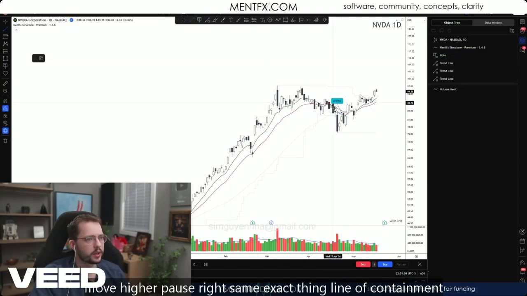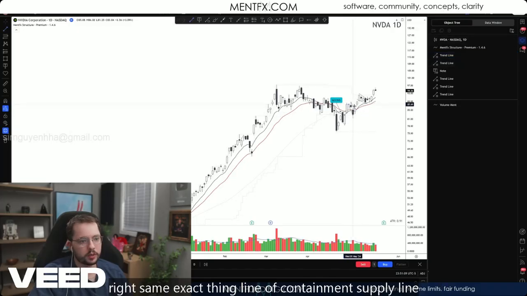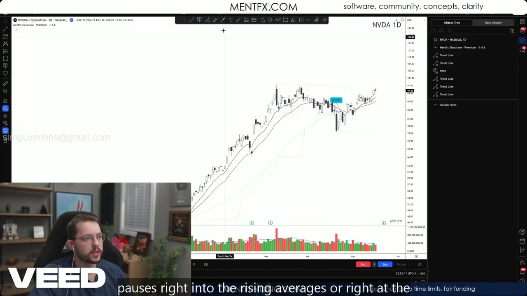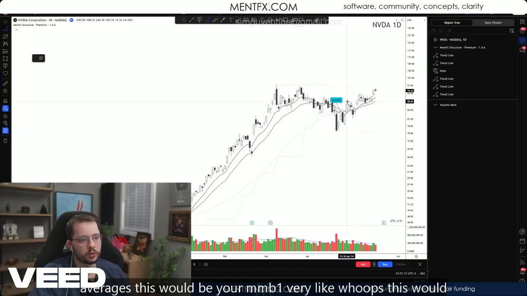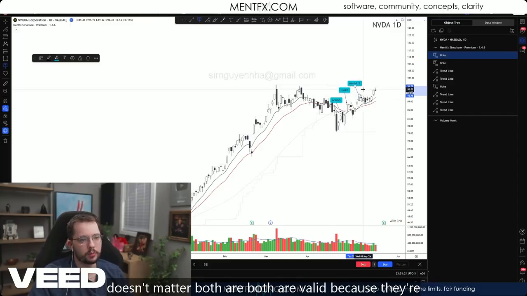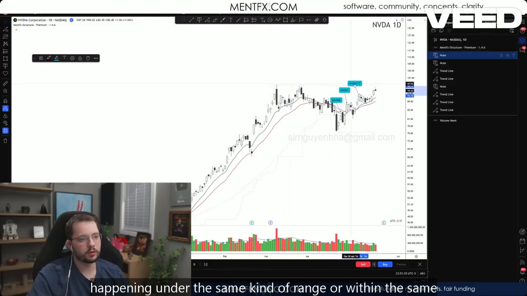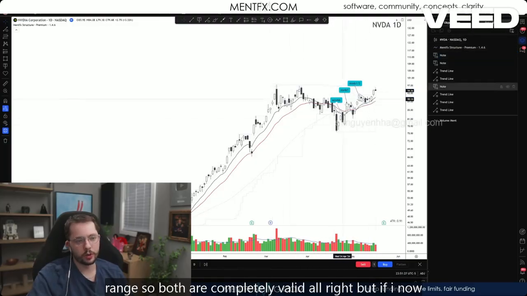Then you had price move higher, pause. Same exact thing, line of containment, supply line, pauses right into the rising averages. This would be your MMB1. Then this would also be an MMB1 or MMB2, doesn't matter. Both are valid because they're happening within the same range. So both are completely valid.